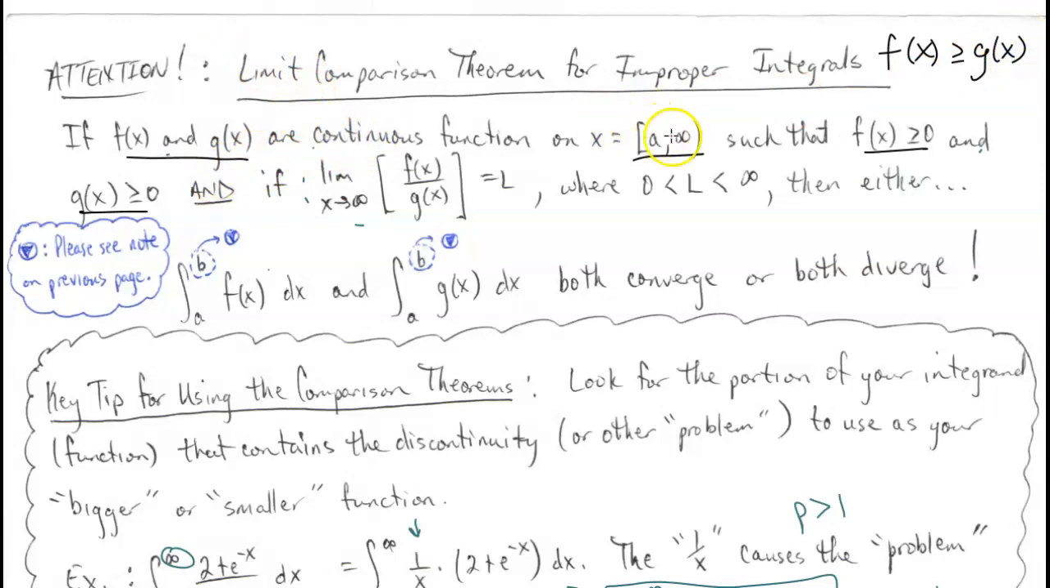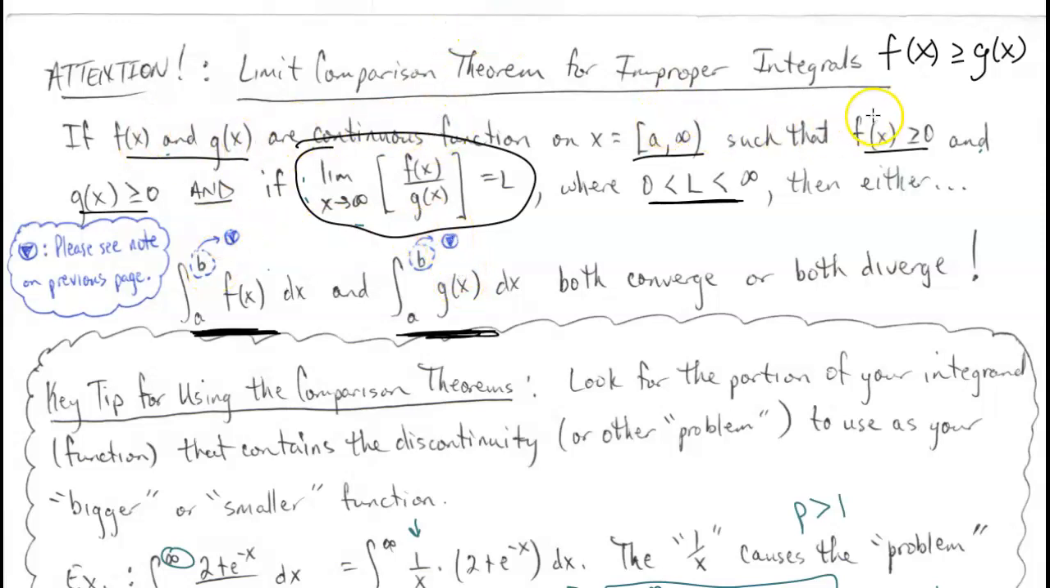So if both of them are just above or on the x-axis, and if the limit of the quotient of those functions is equal to some real number value L, which we're considering here to be some positive value, then we know that the improper integrals for the larger function and for the smaller one will either both converge or both diverge. And so again, it really doesn't matter which one's the smaller or the larger one.